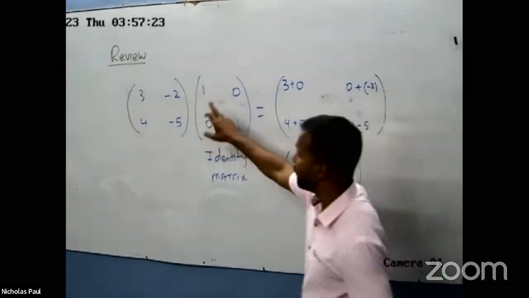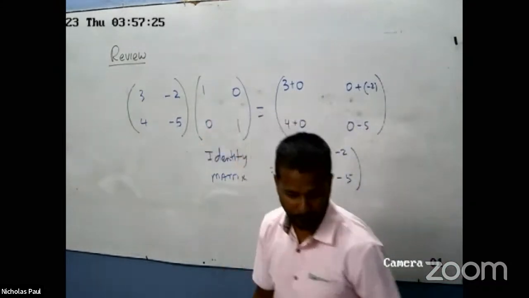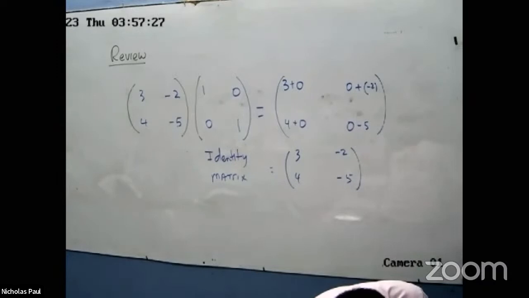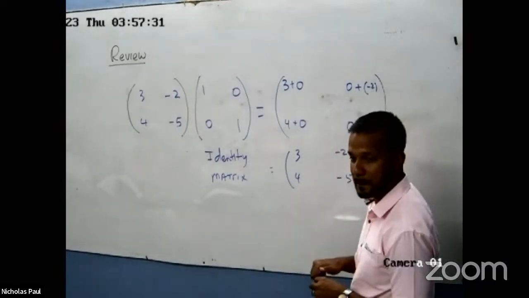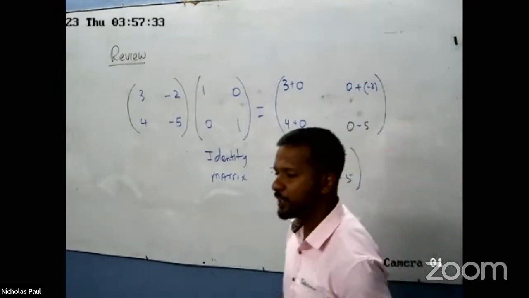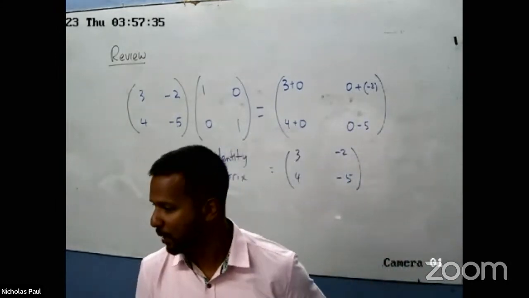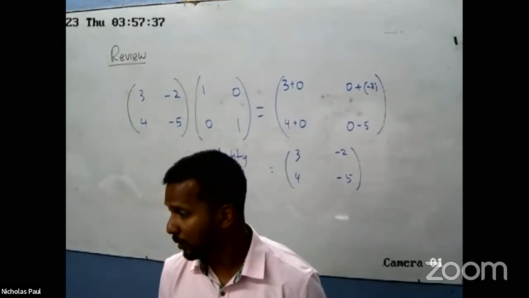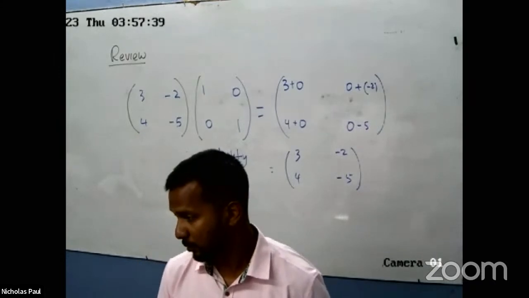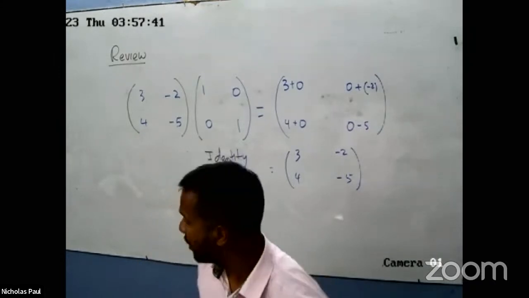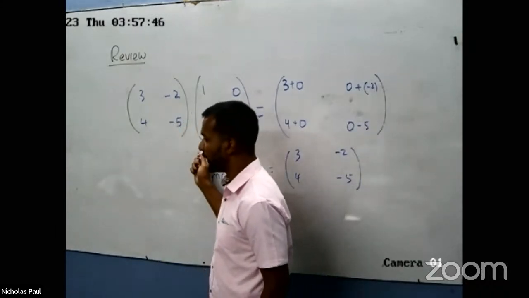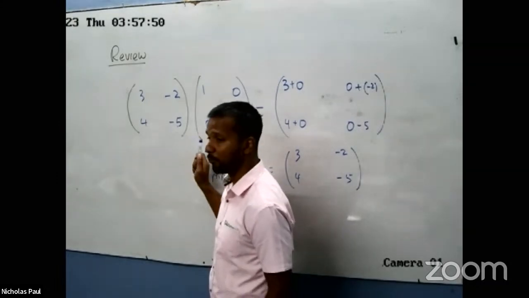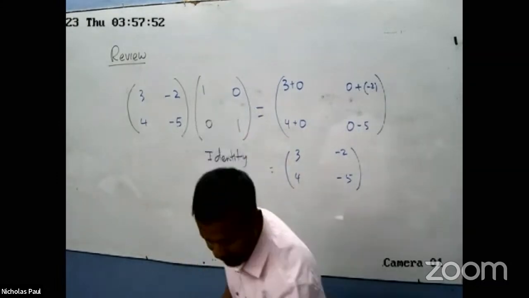Right, so it's row by column, right? How do you check and see if two matrices could actually multiply? Right, so you have to make sure the number of columns here equals the number of rows here. That's okay? Number of columns here equals the number of rows here. Let us see how that will work.